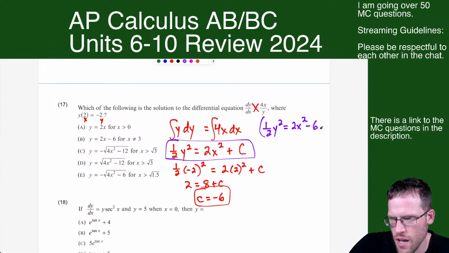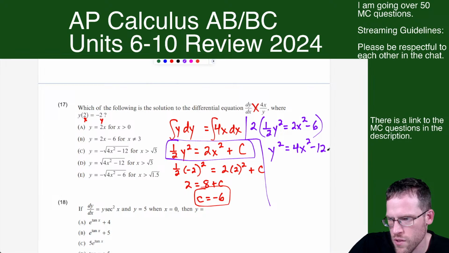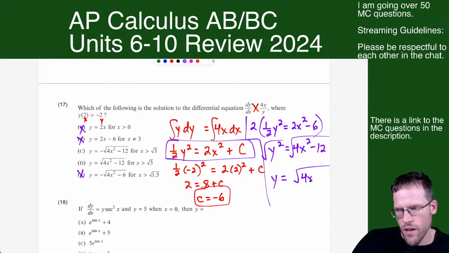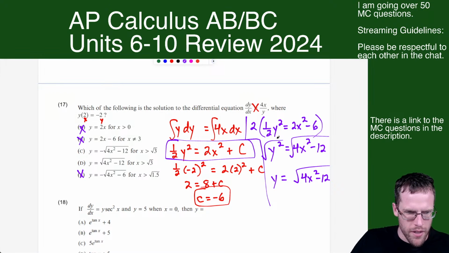Now just solve for y. Okay, this one has a nice trap to it though. I multiply everything by 2 and I get y squared equals 4x squared minus 12. I can already see it's looking like one of these. But now I take the square root. Almost everybody just says y equals radical this. I call it the bear trap, all right? If I was at school, I would have a bear roar at everybody right now.